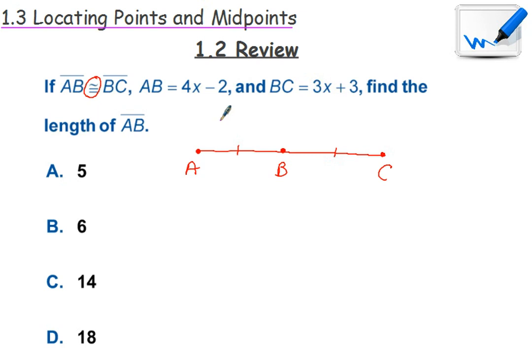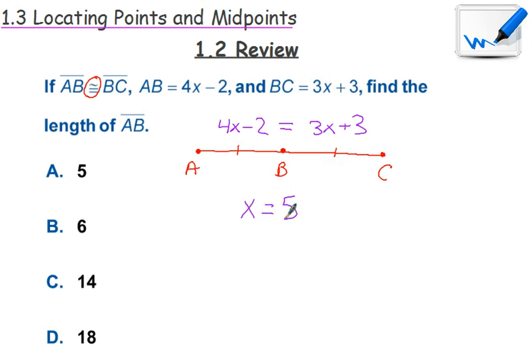All right, you've probably figured out what to do from here. We could label each one. This is 4x minus 2. BC is 3x plus 3. Since they are congruent, you can straight up set those equal and solve for x. So we're not adding segments here and setting it equal to the whole thing because they don't give us an expression for all of AC. But we can set them equal.